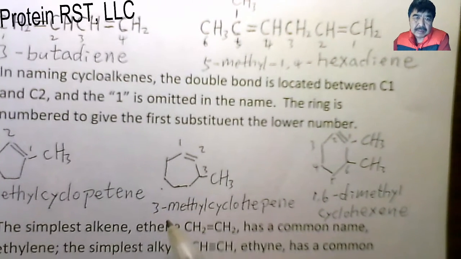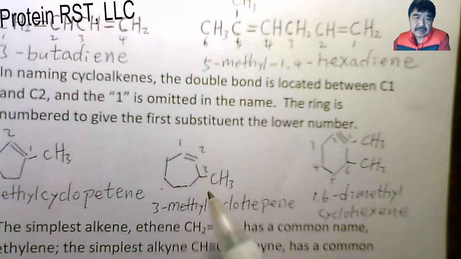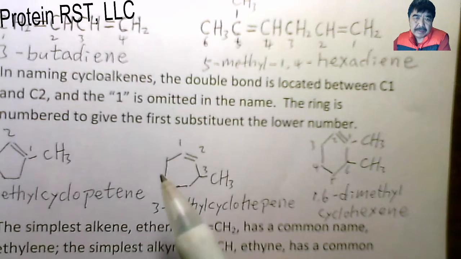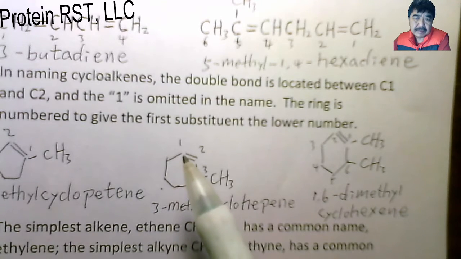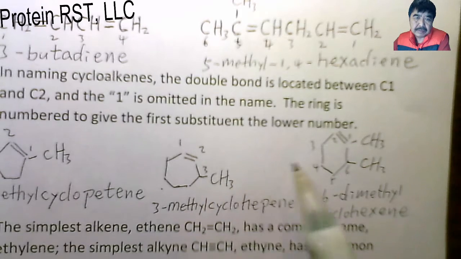This one is 3-methylcycloheptene. It's a 7-carbon ring, with the double bond between C1 and C2. On the C3 position, there is a methyl group.